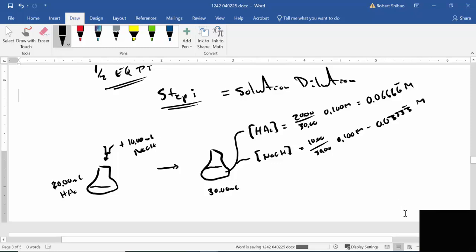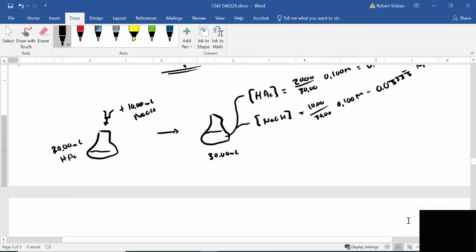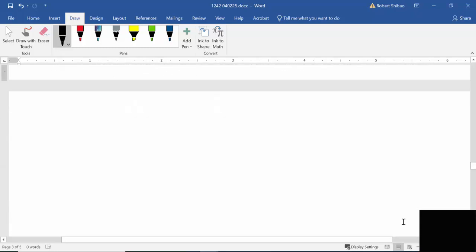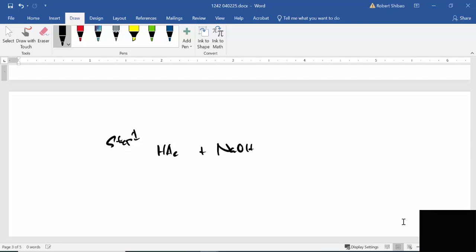All right, so I do this solution dilution at the beginning. Your book is going to do the dilution at the end. Okay, and now we can go on to step one. Step one is the strongest acid, which is acetic acid, plus the strongest base, which is sodium hydroxide. And then I'm going to plug in my initials. The initial of acetic acid is 0.06666 molar, and the initial of sodium hydroxide is 0.03333 molar.